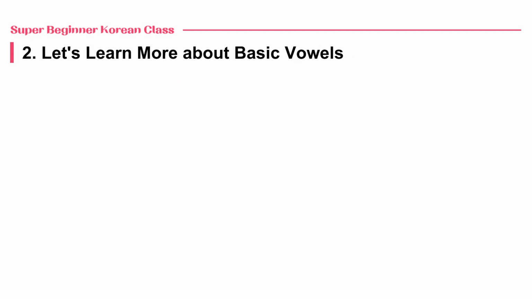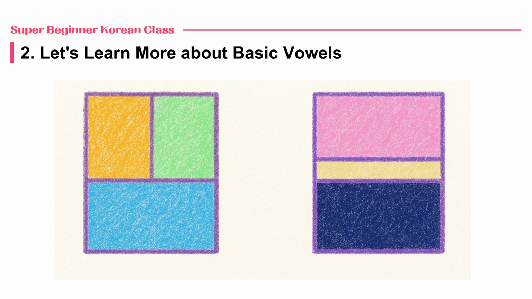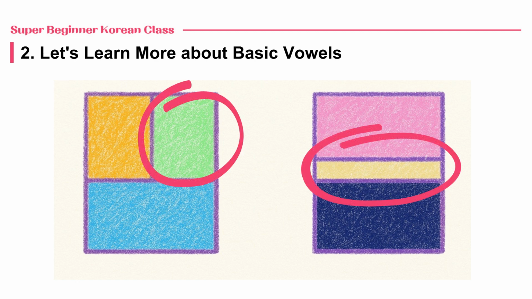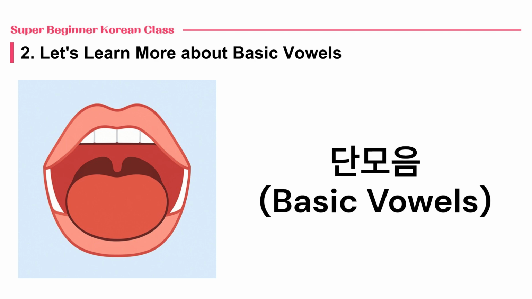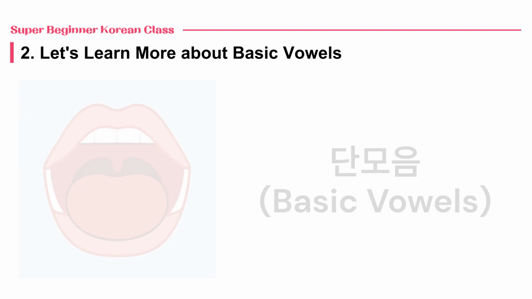This time, let's study vowels more closely. In a Korean letter, vowels always go in the middle. They are the core sound of each syllable. Vowels sound different depending on your mouth shape and tongue position. So how we move our mouth is really important. Today, we'll learn 10 basic vowels called 단모음 in Korean.